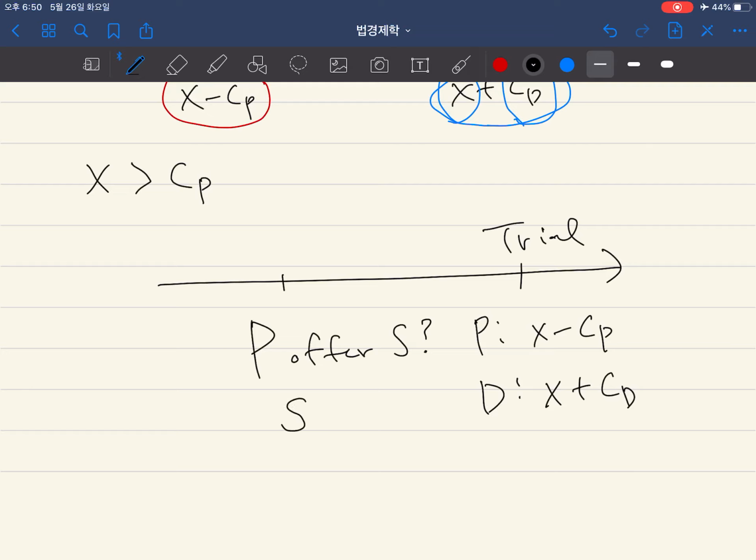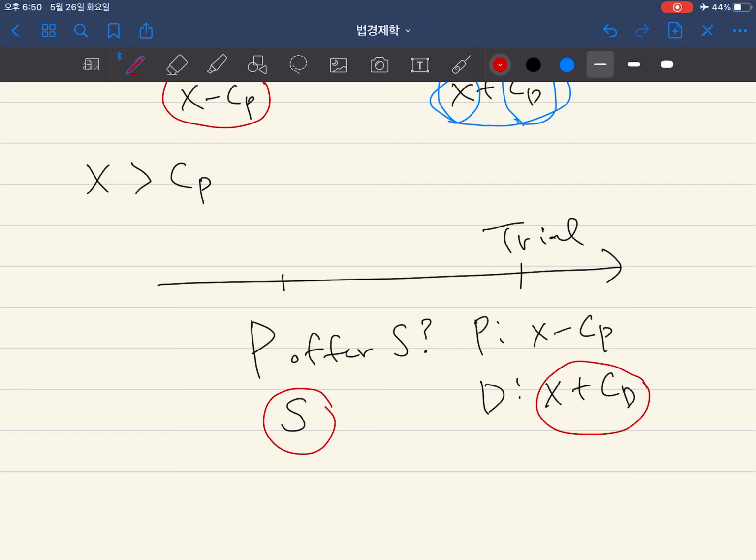Suppose plaintiff offers S dollars. It means plaintiff demands S dollars from defendant. If defendant accepts, then defendant gives S dollars to plaintiff, and that's it. If defendant rejects, then they go to trial tomorrow. In this case, defendant is going to compare S and X plus CD. Defendant tries to lower his cost, so he is going to choose the option with lower cost.